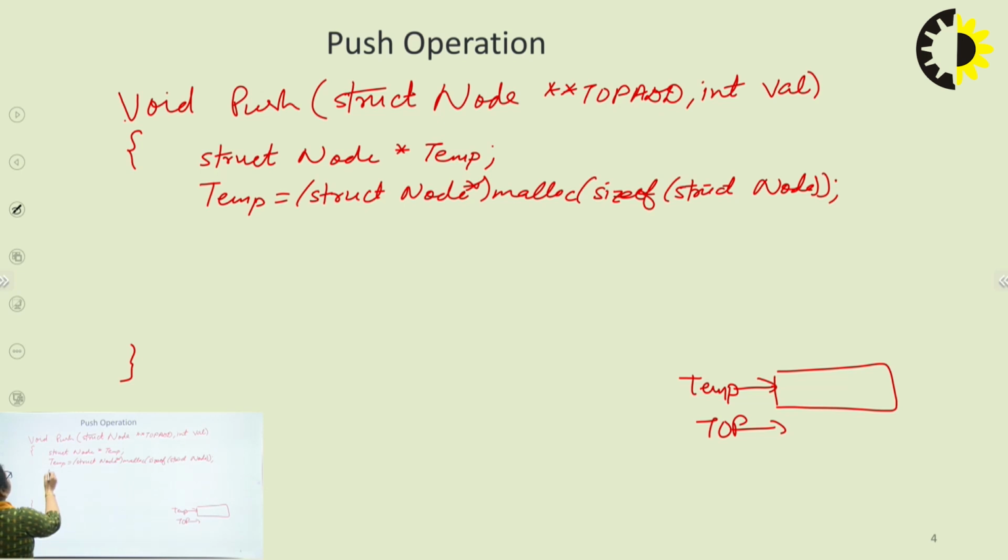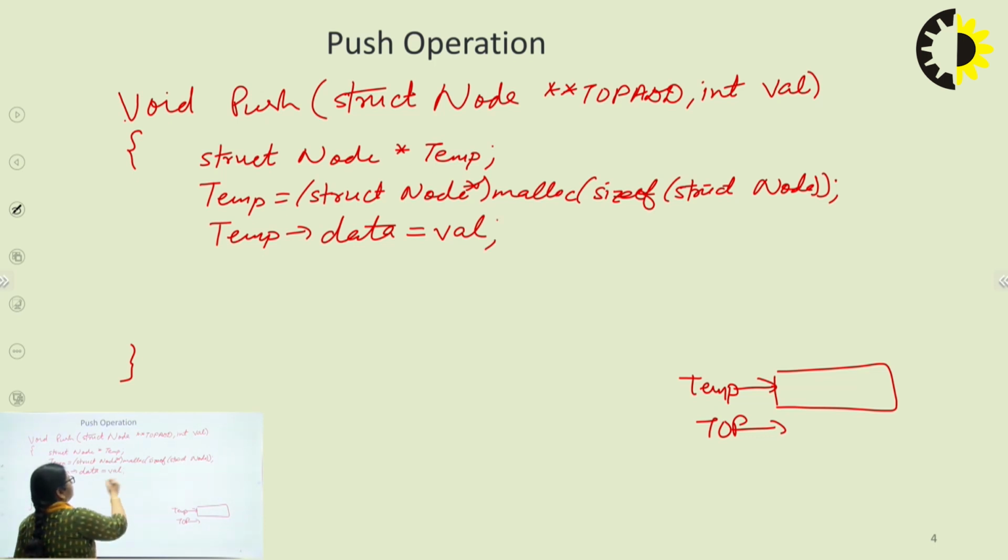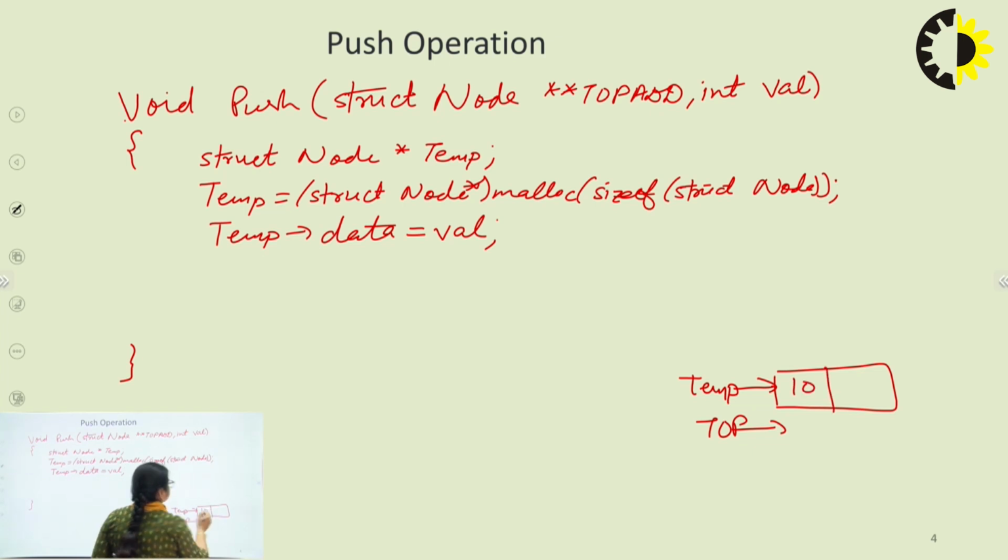So what we will do? Temp data will be set. What is temp data? That is what we have to push. What do we have to push? Val. So I'll put here val. Okay, so whatever the data was, we are putting it here. Let me say the data was 10. So 10 has been set here.